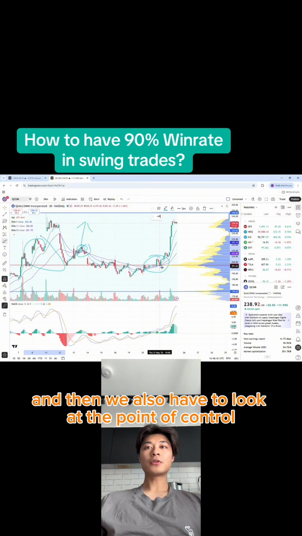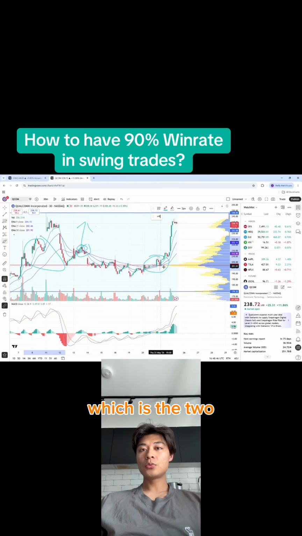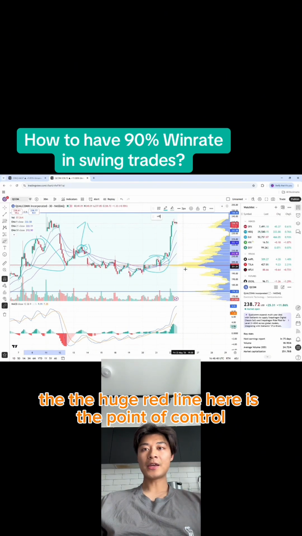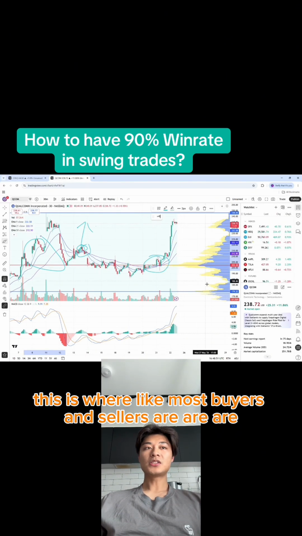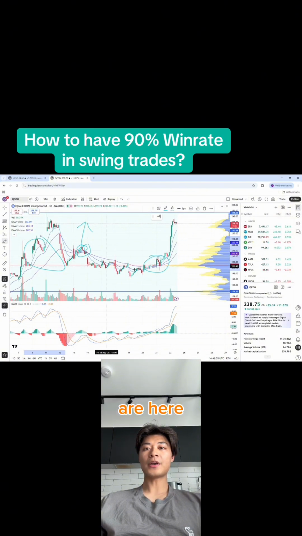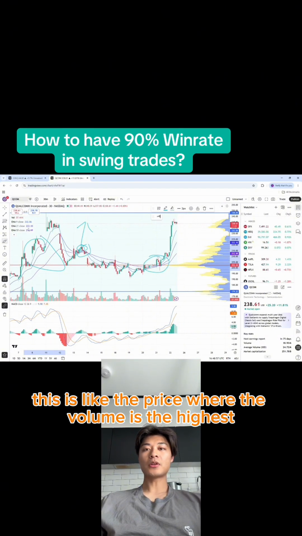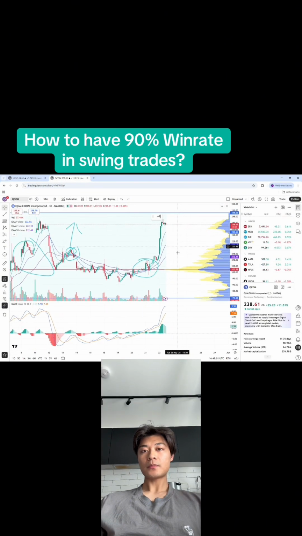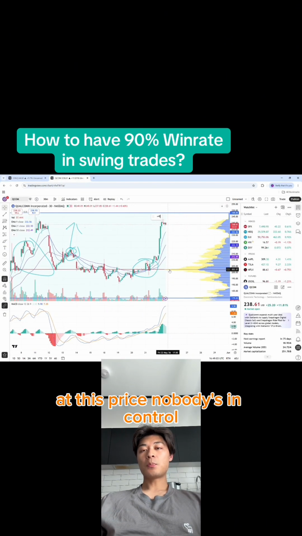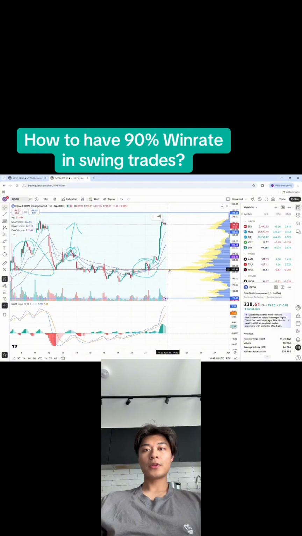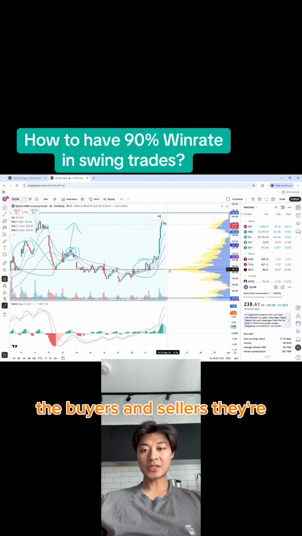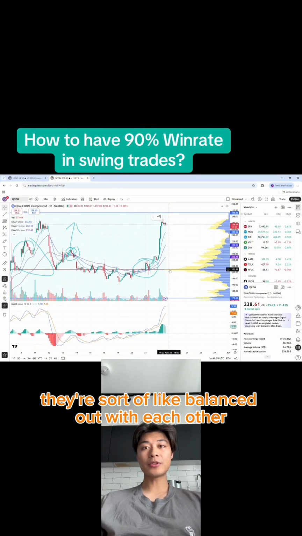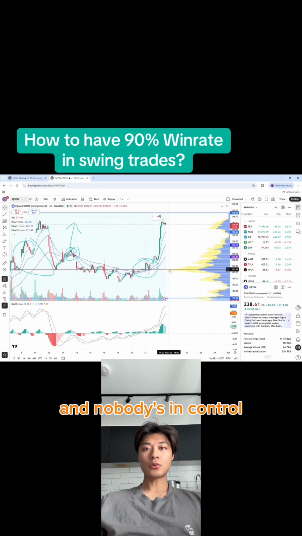And then we also have to look at the point of control, which is the huge red line here. This is where most buyers and sellers are. This is the price where the volume is the highest, and there are the most buyers and sellers. At this price, nobody's in control. The buyers and sellers are balanced out with each other.